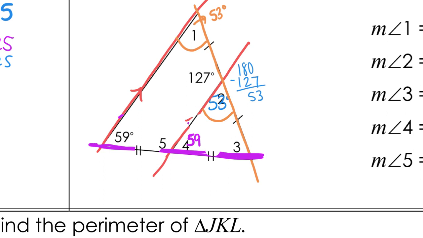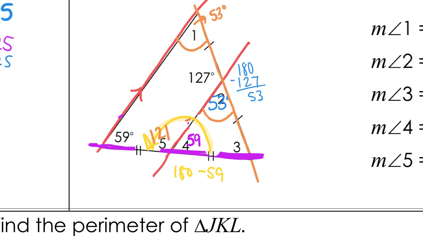If you look at this, we have another straight line, right? This is a linear pair. These two angles make a linear pair. So I could do 180 minus 59, and that would give me the measure of angle 5. If you subtract those, you're going to get 121. So the measure of angle 5 is 121. And the only angle that we're missing now is angle 3. That's the only one we need to find.